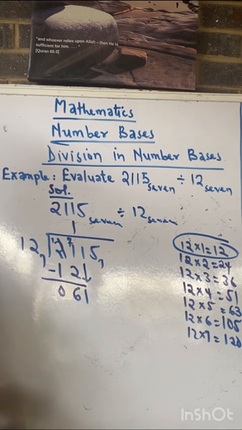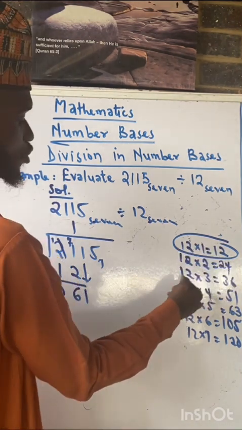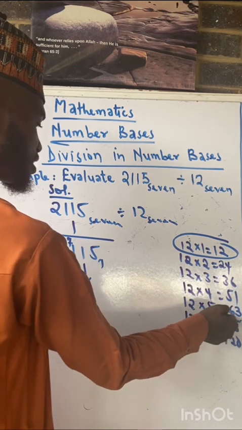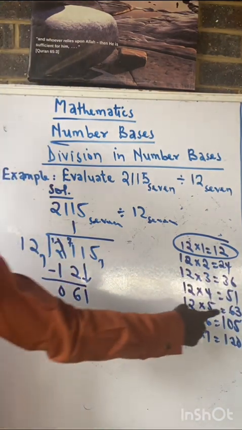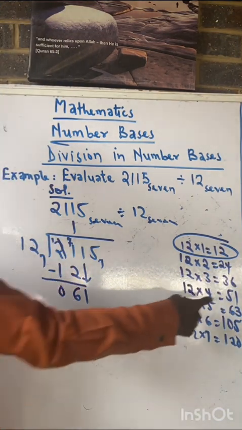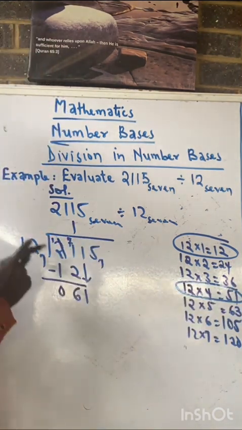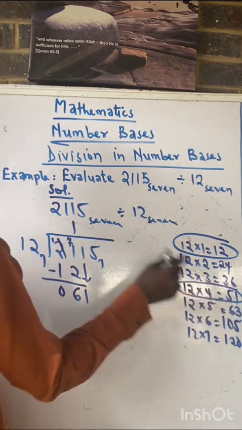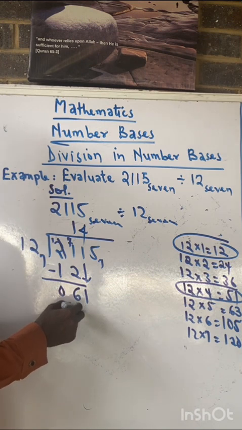How many 12 in 61? Check your table. 12 times 1, 12. 12 times 2, 24. 12 times 3, 12 times 4. 12 times 5 is 63. So the previous one is 51. 63 is bigger than 61. So we go for the previous one, which is 4 times. How many 12 in 51? That's 4. 12 times 4 will give me 51.